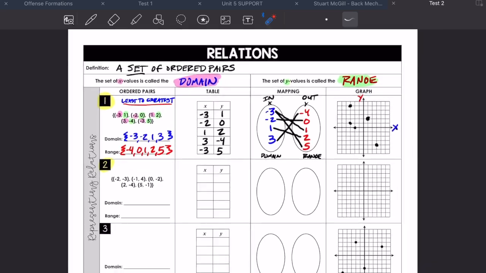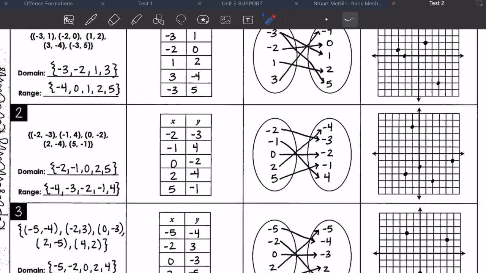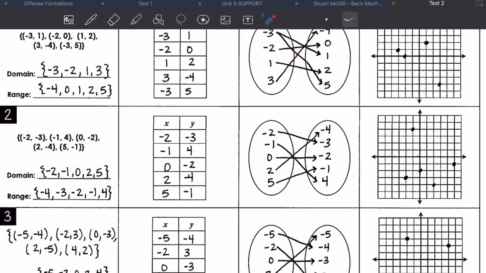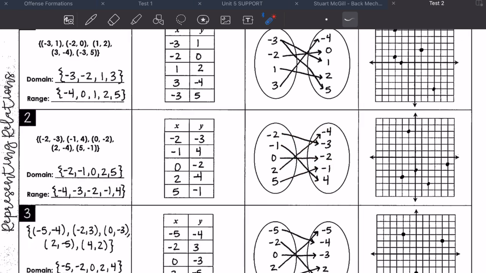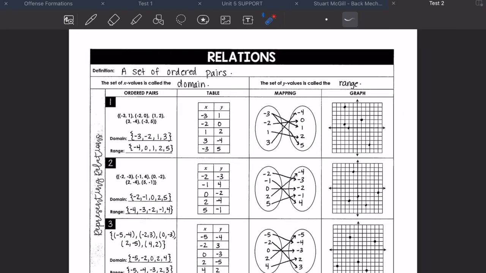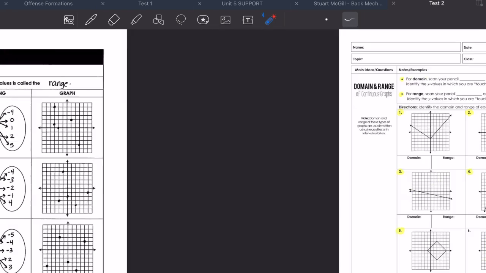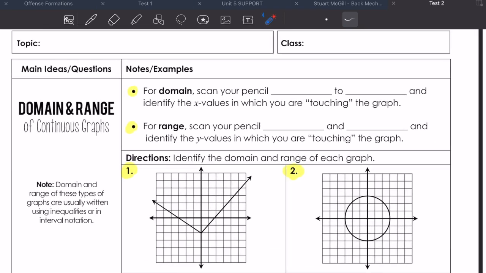All right, hopefully you paused it, and here's what number 2 should look like. And if you pause it right there, you can check your work. That's the domain, that's the range. We got the table, we got the mapping, and we got the graph. And this one, since every single input only has one output, should be a function. So let's move on to the very last page again, and let's continue to talk about domain and range.